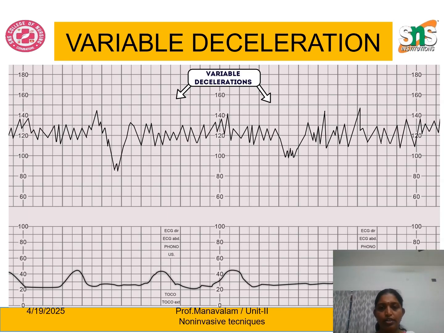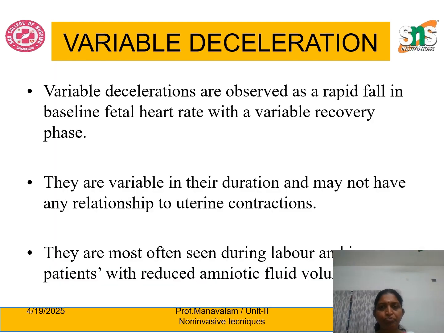Next, variable deceleration. Variable deceleration means there is no relationship between the uterine contraction and the fetal deceleration. At variable periods of time, there is a deceleration, a decrease in the fetal heart rate, and that is called a variable deceleration. In this graph, we clearly see a deceleration in the above graph. It has no correlation with the contractions because it is happening between contractions. So that is called a variable deceleration.